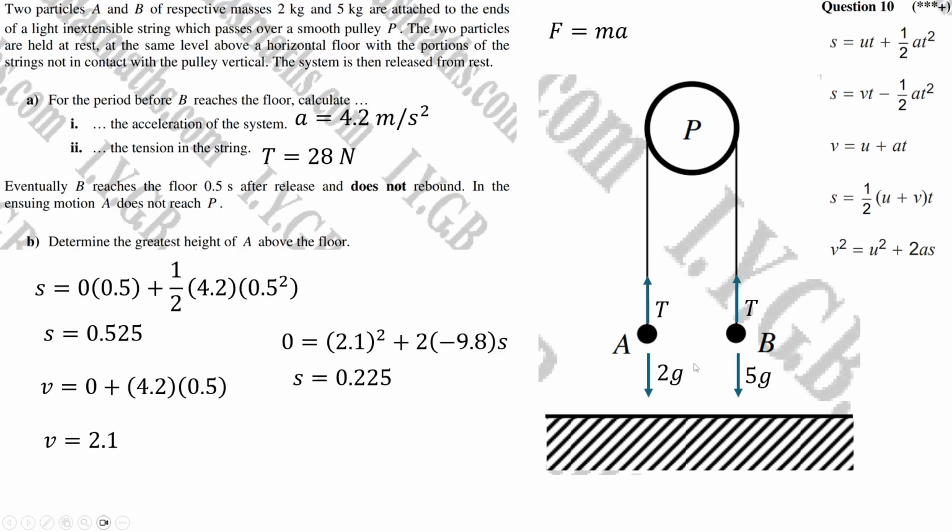But the greatest height it reaches is this 0.525 meters off the ground, plus the 0.525 up more that it goes, because when B goes down, it pulls A up, plus the 0.225 jerk in motion displacement. Add that again, and this is the greatest height, which is 1.275.